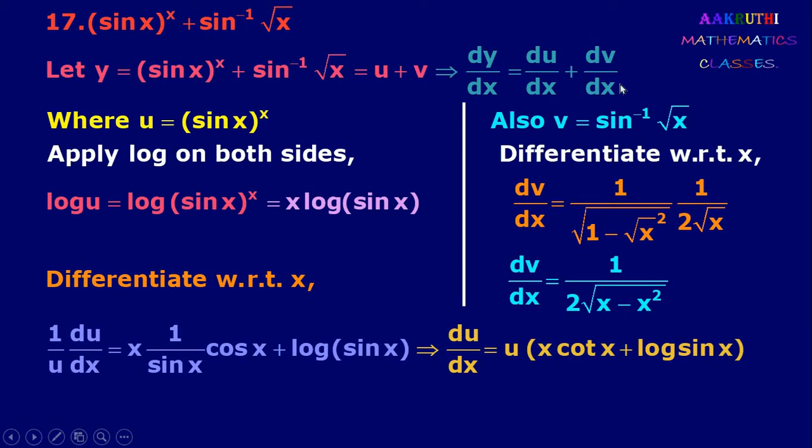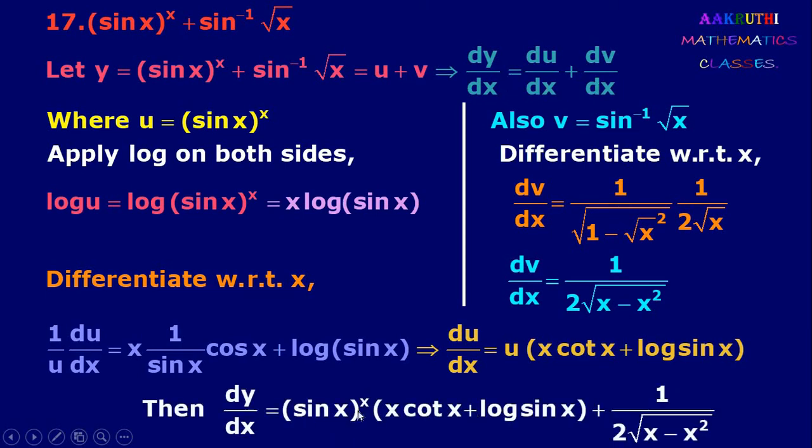Substitute du by dx and dv by dx in dy by dx, we get dy by dx is sin x to the power x into x cot x plus log sin x plus 1 by 2 into root of x minus x square.